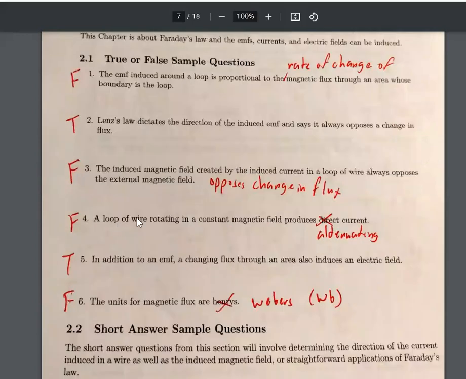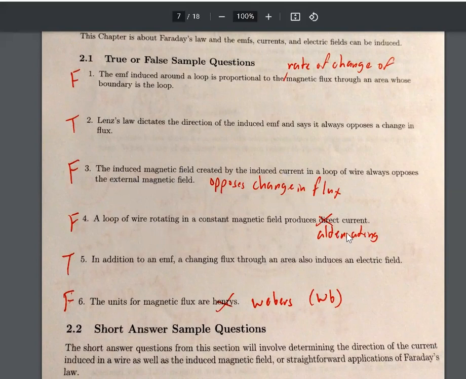All right, the induced magnetic field created by the induced current in a loop of wire always opposes the external magnetic field. That is not true. It opposes the change in flux. It can either point along with or against the external magnetic field, depending on if the flux is increasing or decreasing.